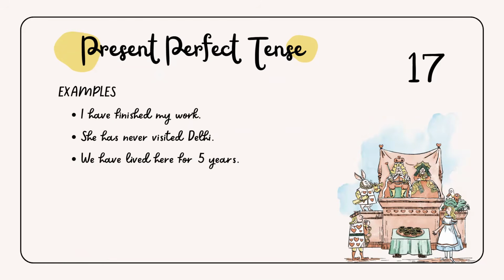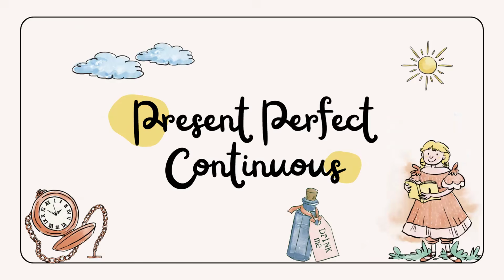The present perfect tense examples are: I have finished my work. So this is a recently completed action. That's why I'm using present perfect tense. Now the next example, she has never visited Delhi. It is talking about the experience of the subject, that she has never visited Delhi. And finally, we have lived here for 5 years. So this is talking about the duration, that they have lived in this place for 5 years.